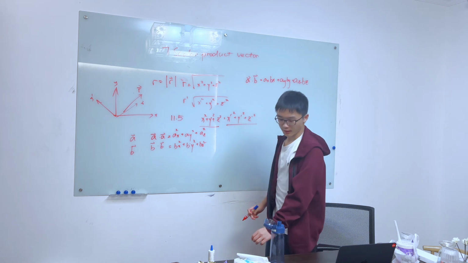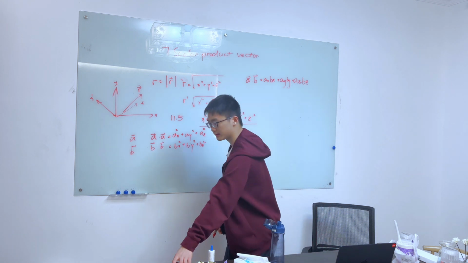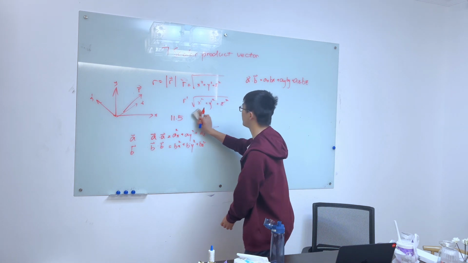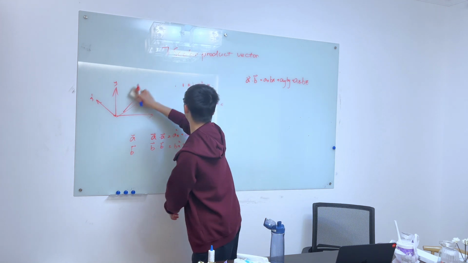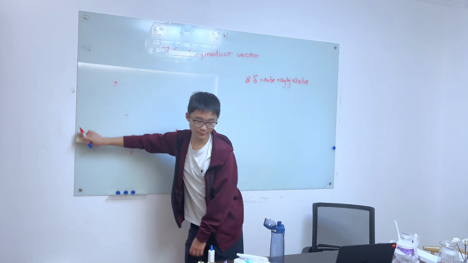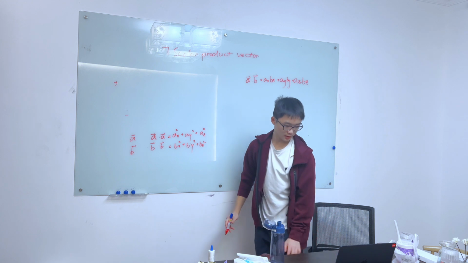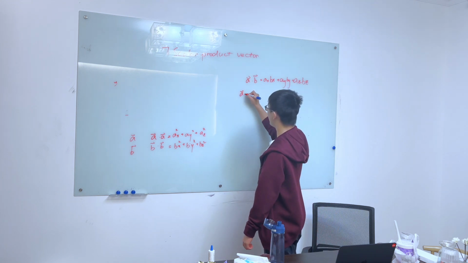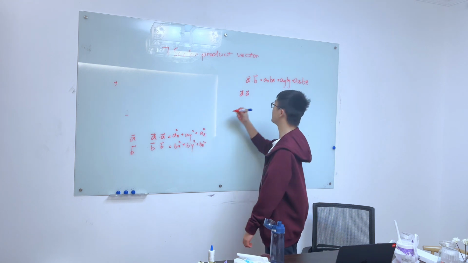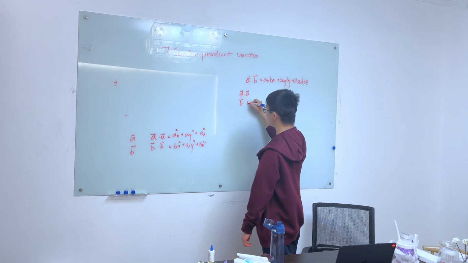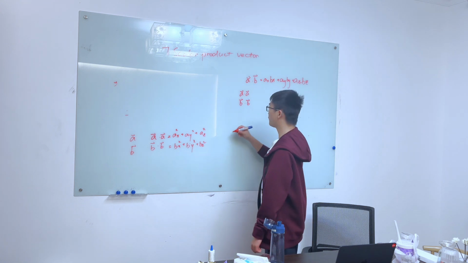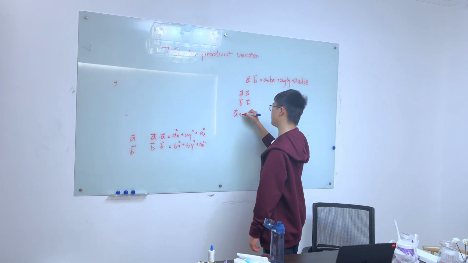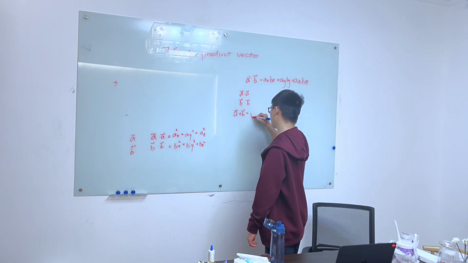Okay, so first we have to list out all the things that we already know. So what are the things that we already know? We know that vector a times vector a should equal to this. We know that vector b times vector b should equal to this. And what we also know is that vector a plus vector b should equal vector c.